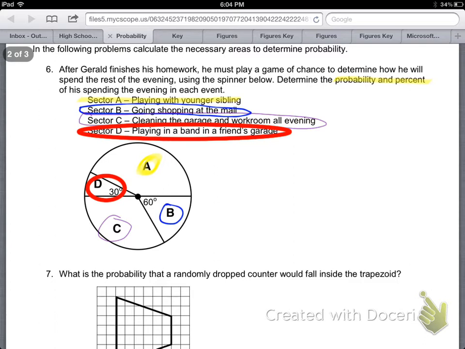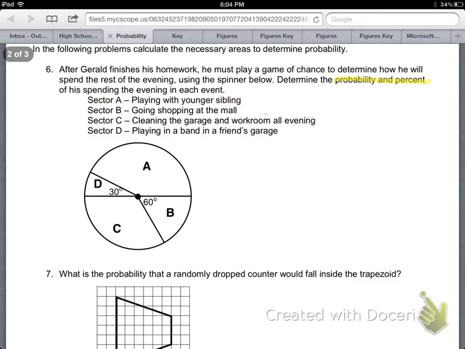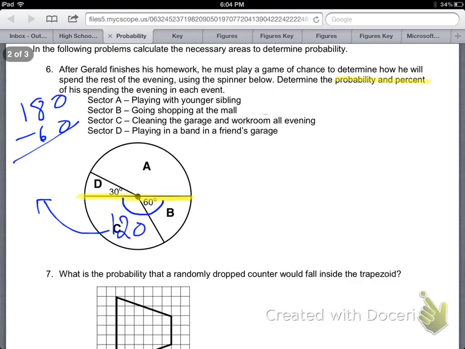Now, it's real easy here to find all the degrees. Let me show you. If you take a look here, this is a line going through the center all the way through. They call it the diameter. The diameter is 180 degrees. The line from here to here is 180. You already have 60, so to find C, 180 minus 60 gives you 120.